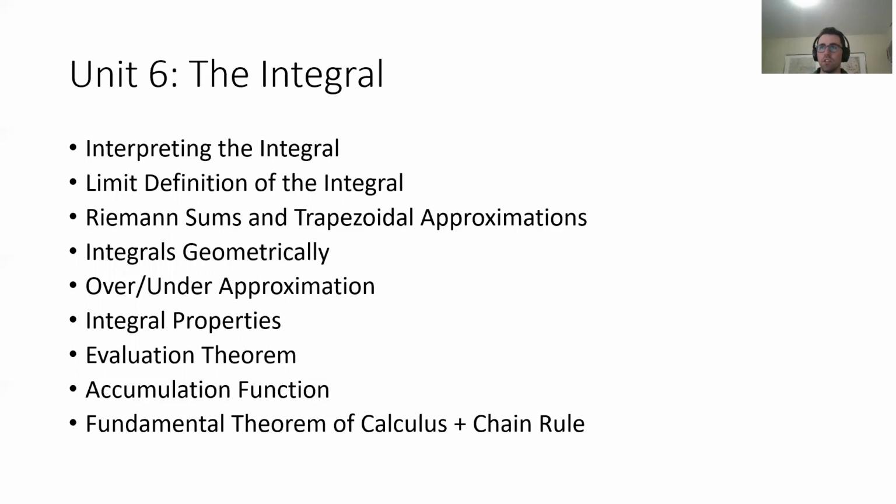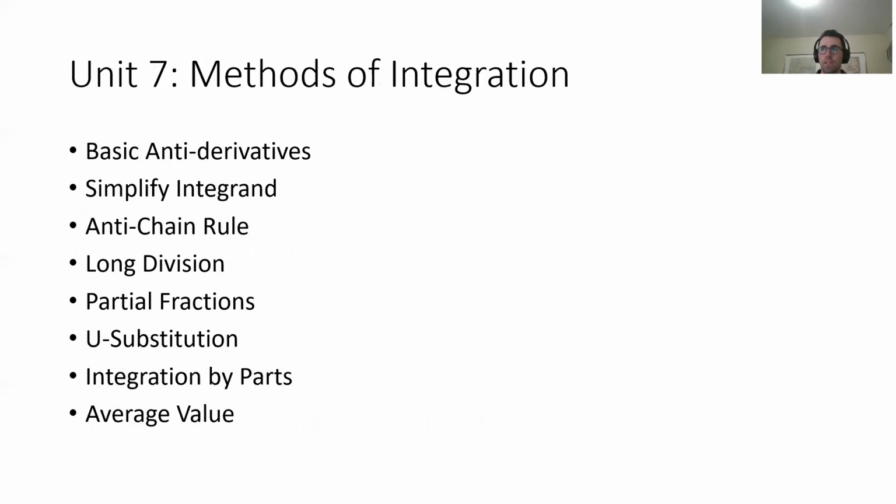And then we moved into unit 7, methods of integration. We started with our basic antiderivatives, simplify the integrand, anti-chain rule, long division, partial fractions, u-substitution, integration by parts, and then also average value. That was where we started tracking our mastery on each skill throughout the unit. We did really well with that by the end of the unit.